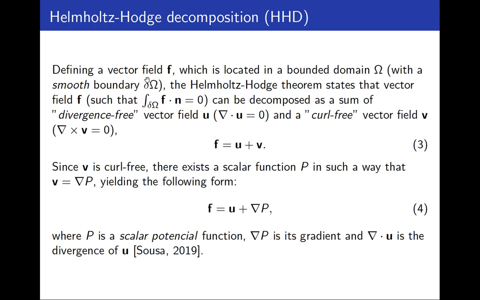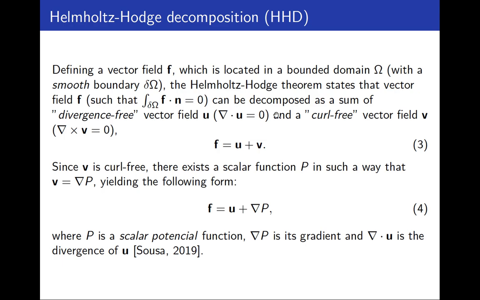So let's define a vector field F. Remember, the bold notation means that we have a vector field. This vector F is going to be located in a bounded domain omega, and this domain has a smooth boundary. That means this boundary will not have edges or corners. This smooth boundary can be represented as delta omega. And the Helmholtz-Hodge theorem states that the vector field F has to satisfy this surface integral. This is a mathematical property that has to be satisfied in order to use this decomposition.